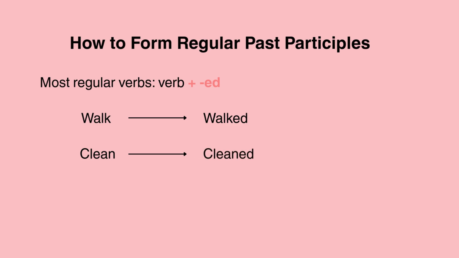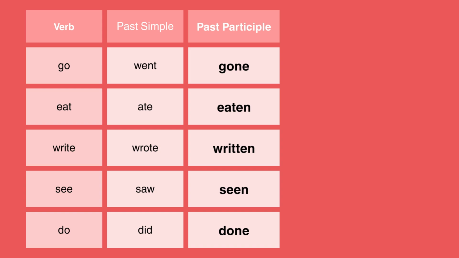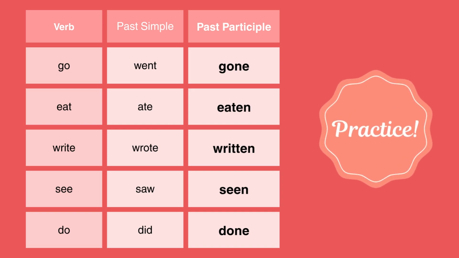But some verbs are irregular, as we know in English. They don't follow this ed rule. You'll need to learn them by heart, so practice them. And here are some common examples of past participles for irregular verbs.